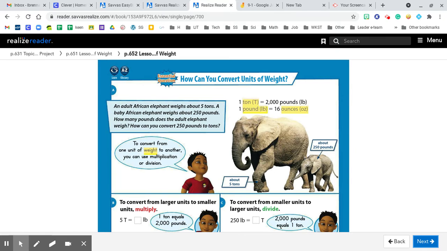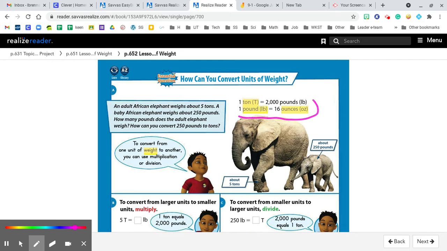As we move on, an adult African elephant weighs about 5 tons. Besides 16 ounces in a pound, we need to know that 1 ton equals 2,000 pounds. Those are our 2 data facts for this lesson. A little easier than the last one.